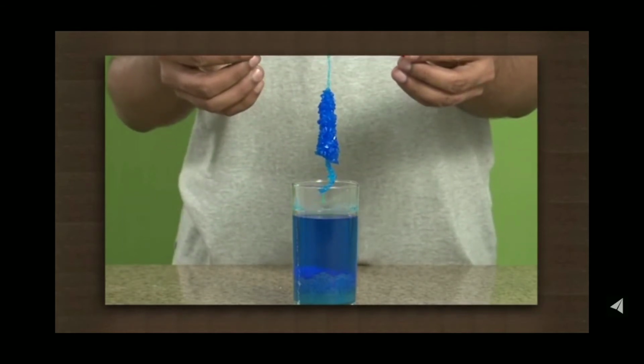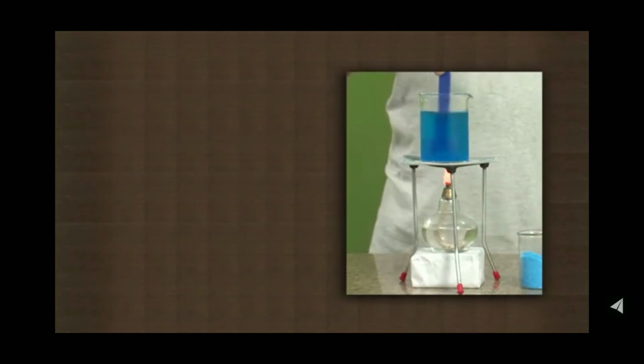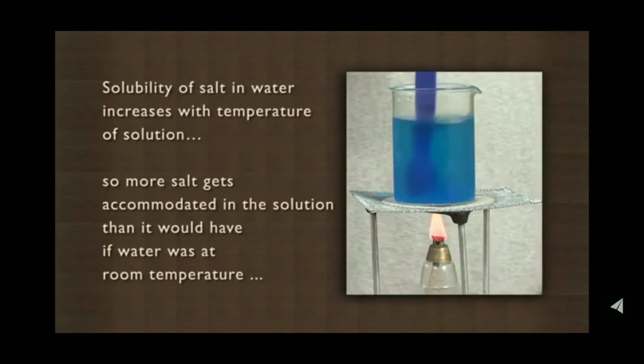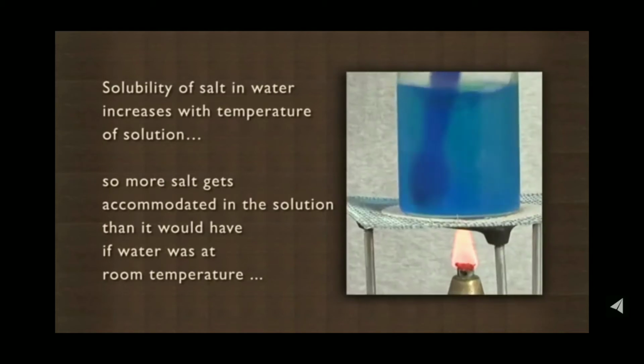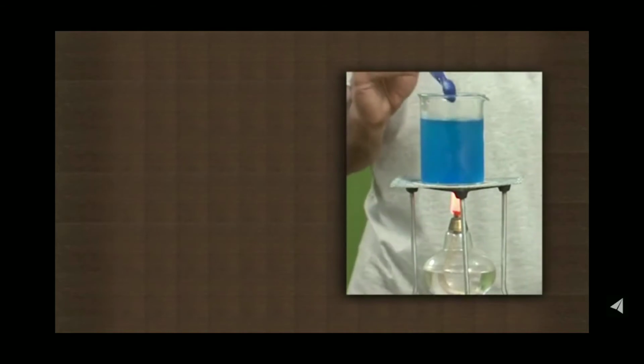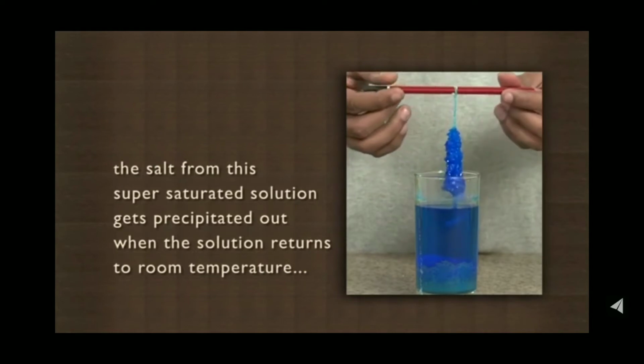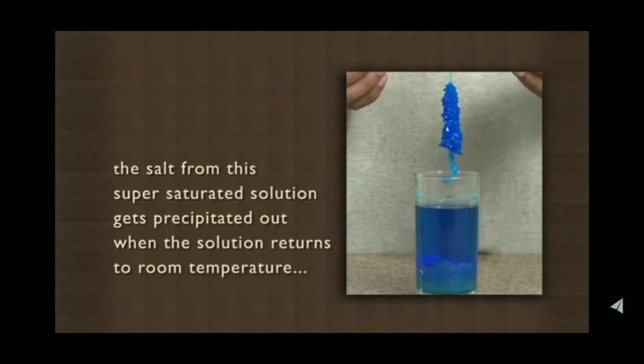This happens because the solubility of salt in water increases with the temperature of the solution, so more salt gets accommodated in the solution than it would have if water was at room temperature. This solution is called a supersaturated solution. The salt from this supersaturated solution gets precipitated out when the solution returns to room temperature.